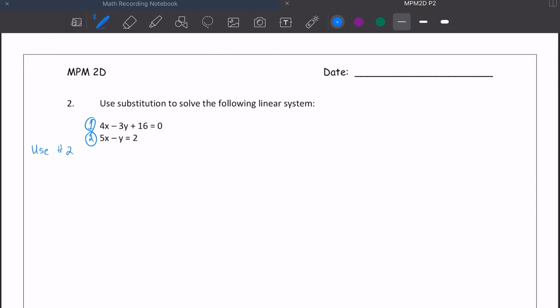So we're going to use our second equation and isolate for y. Again, y is the easiest to isolate for.